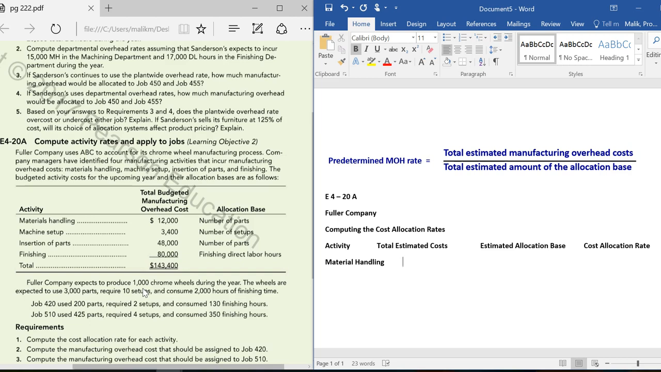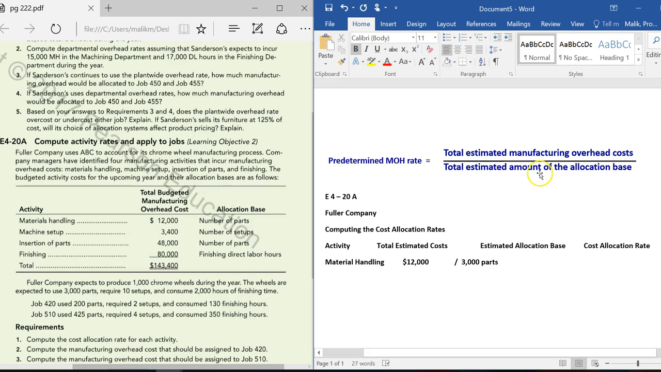So for material handling, their total estimated overhead cost is $12,000, and their estimated allocation base is, first let's check what the allocation base is. This is number of parts, and the company estimated that they're going to use 3,000 parts. So material handling cost is driven by the number of parts, and they estimated they are going to use 3,000 parts. That means their estimated allocation base is 3,000 parts.